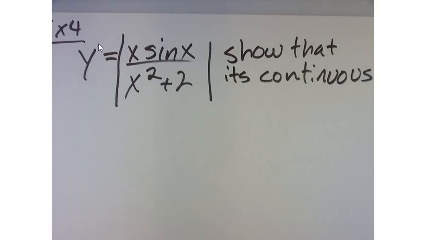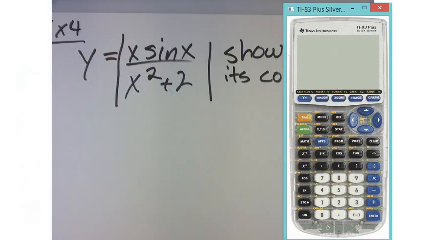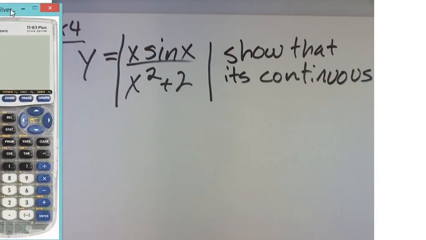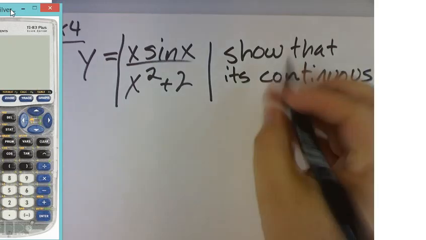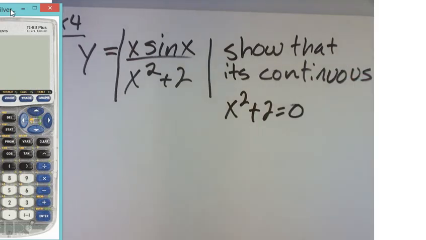So since we're in courtesy mode, I'll go ahead and graph this on the screen. Before I graph it though, we don't have a square root, we don't have a natural log or a logarithmic function. We do have a denominator. What does x squared plus 2 need to equal in order for this denominator to be 0? In other words, what value of x can make that statement true?